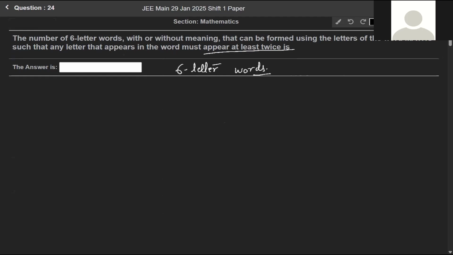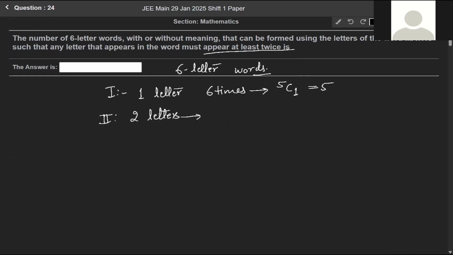So let us take case 1. Let us say one letter is repeated 6 times. If one letter is repeated 6 times, it will be 5C1, which is equal to 5. Then case 2, let us take 2 letters. If we take 2 letters, then the possible cases will be 2 times and 4 times. And the second case will be 3 times, 3 times.